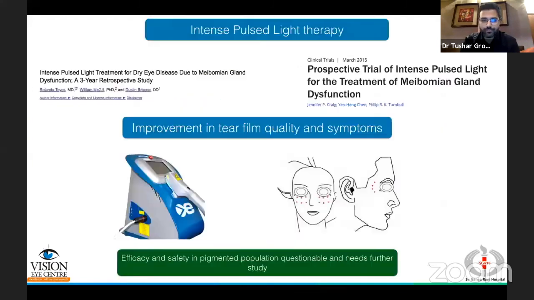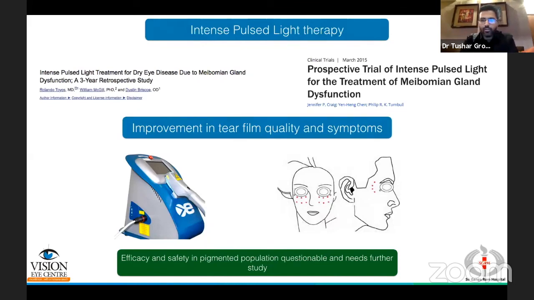Another modality that is catching on and becoming extremely popular now is intense pulsed light, because this was originally used for rosacea and other skin conditions, and dermatologists had been using it, but it has now been found to be effective in MGD as well. So this provides bursts of light at specified areas of the skin, and it basically helps by reducing the vasculature around the Meibomian glands, which reduces inflammation and also plays a role by the heat that it provides. So that is also another factor.